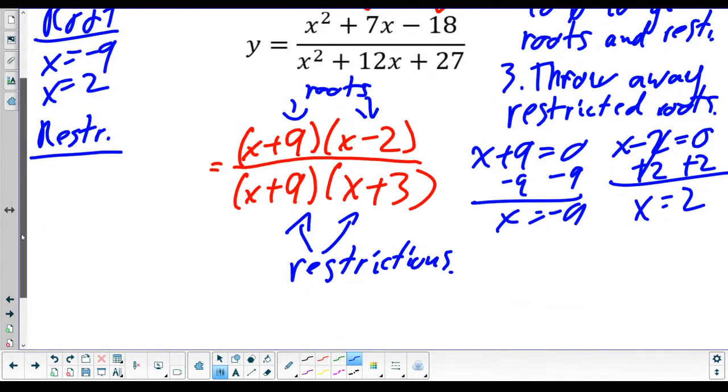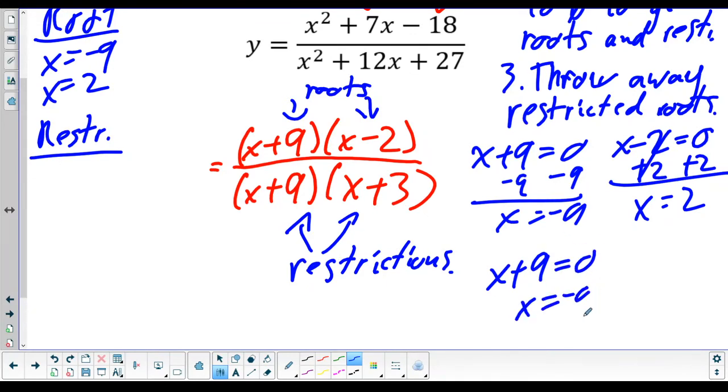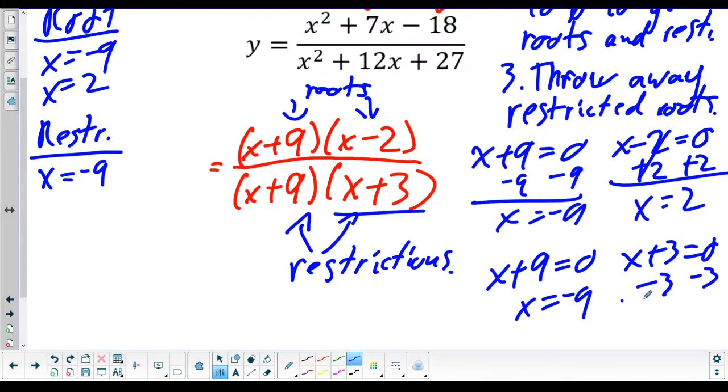Scroll down a teeny tiny bit. X plus 9 equals 0. We already know the answer. X equals negative 9. And then same thing with the x plus 3. X plus 3 equals 0. Subtract 3. X equals negative 3.